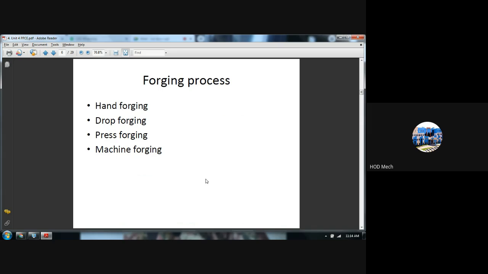Now the most important point: most of the students fail to remember this forging process. How many types of forgings are there in industry? Number 1 is hand forging, drop forging, press forging, machine forging. These four forging types are there. Hand, drop, press and machine.